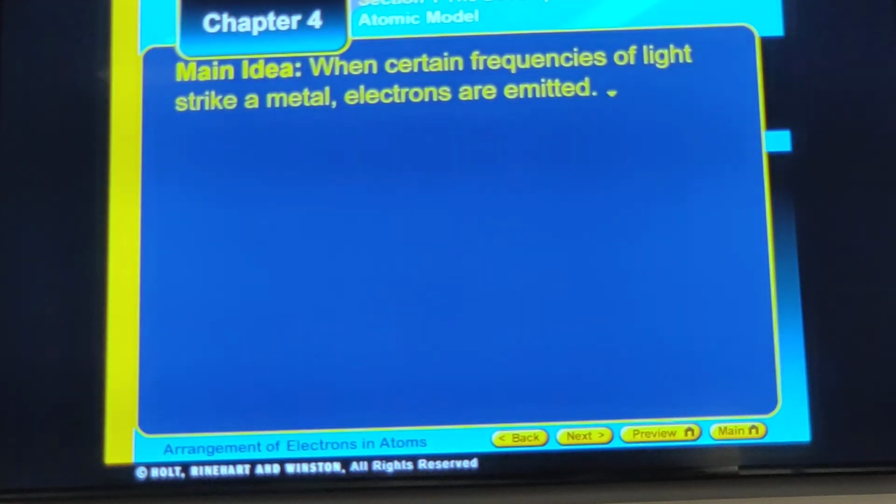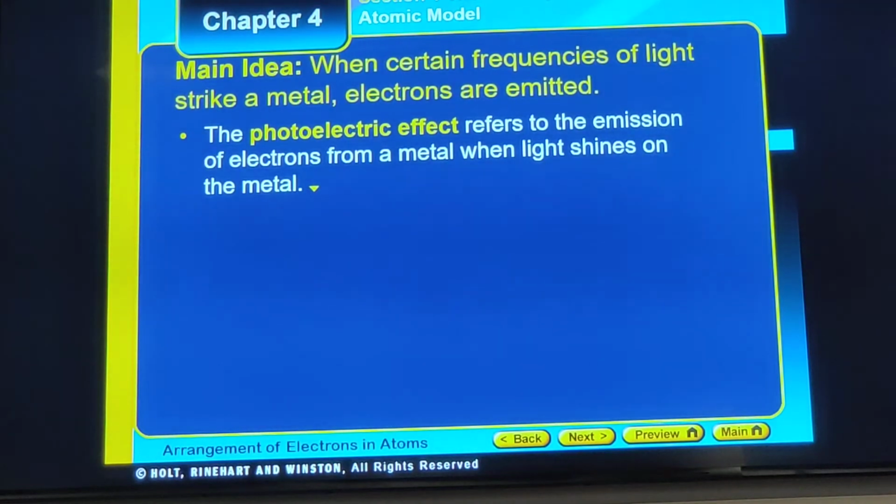From the light or from the metal? The photon, when it strikes the atom, will cause the atom to shoot out an electron. That's the photoelectric effect. Now, as it says, it's only certain frequencies, or another way of saying that, every kind of metal has its own frequency at which that can happen. It's not the same frequency for all metals. Every metal has its own.